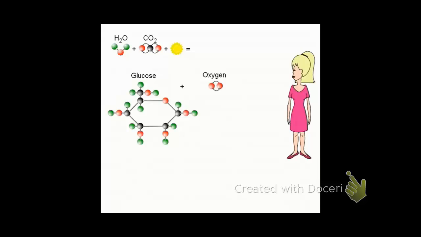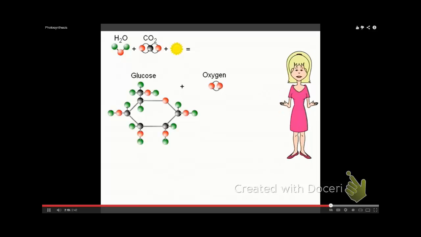Let's take a look at this reaction. The absorbed light energy from the sun is used to join water and carbon dioxide to form glucose, or sugar. The glucose is then distributed throughout the plant as food.